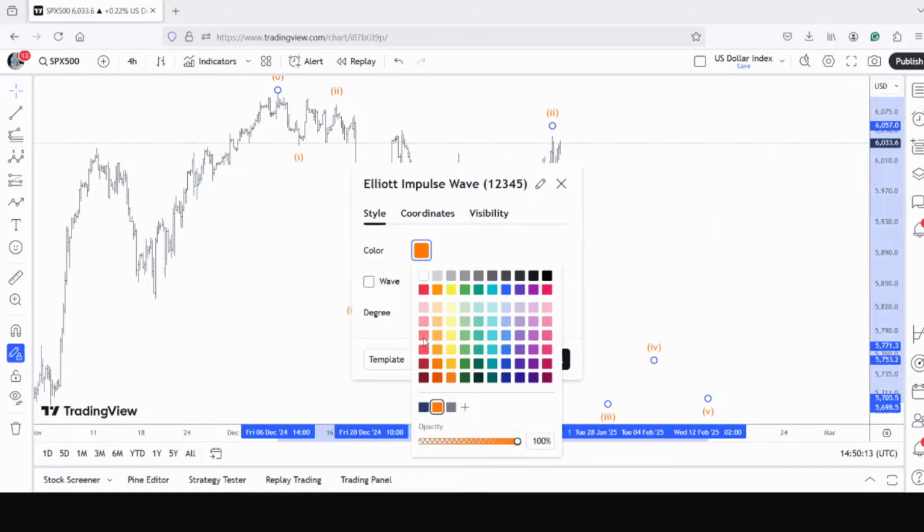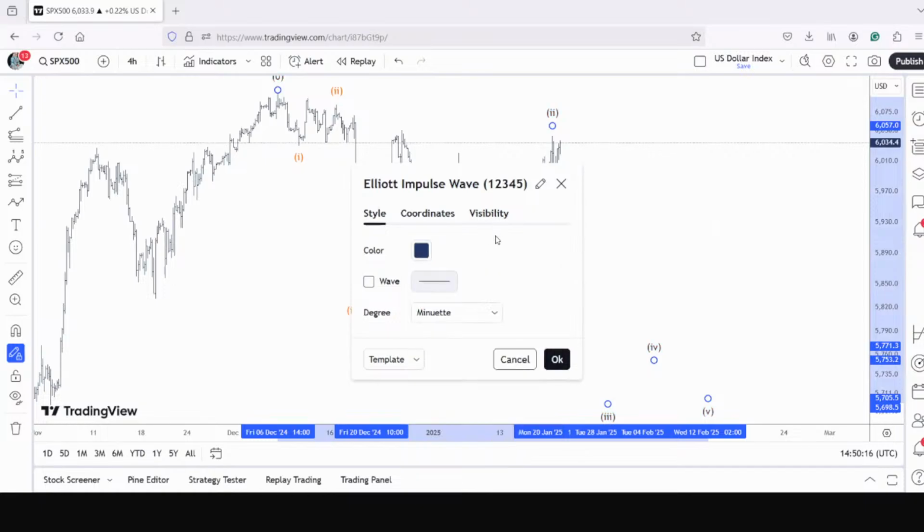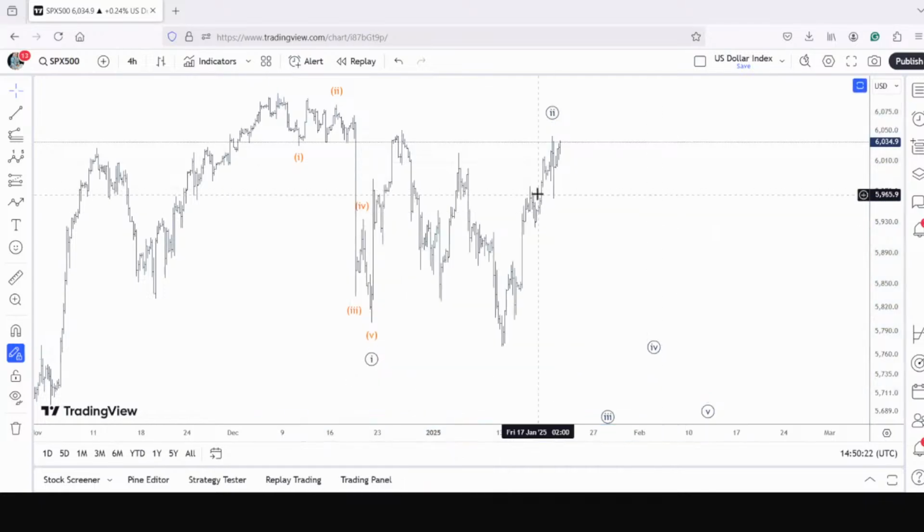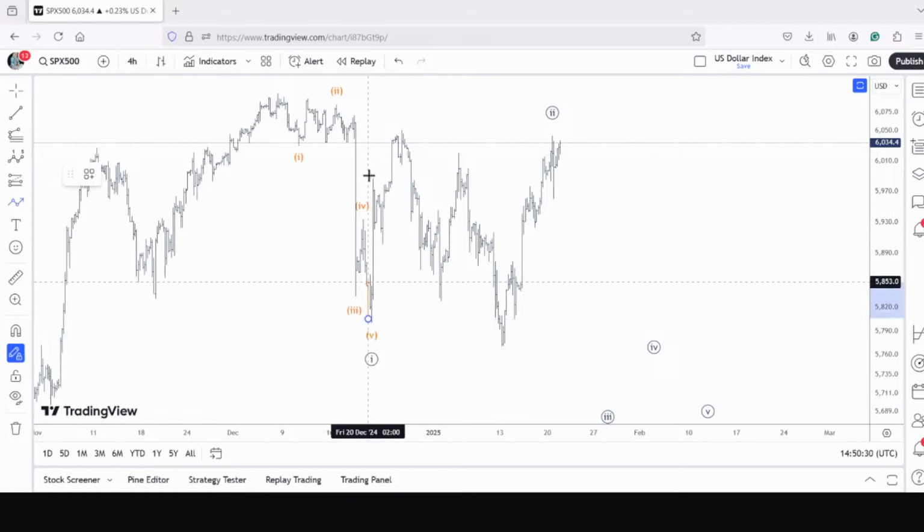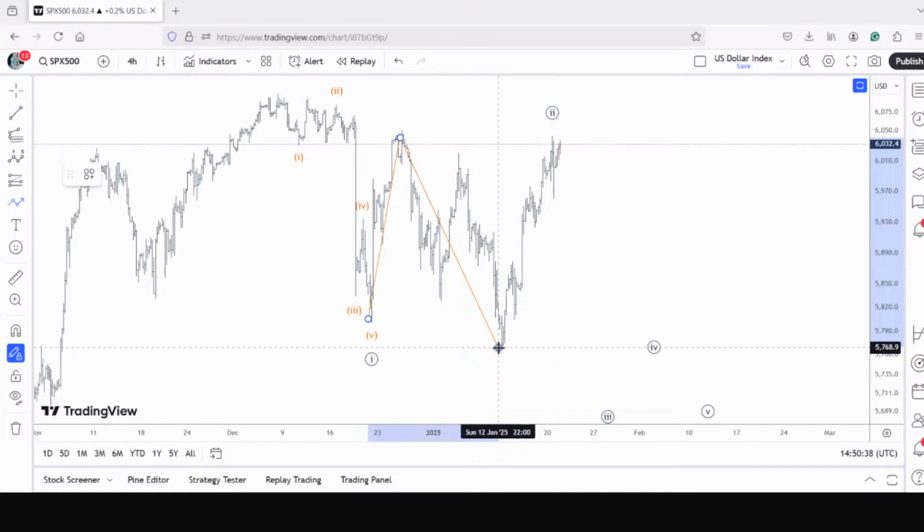So I'm going to change the degree here to minute. We've got minute wave one. Possibly we are now seeing that structure. You see that that's an expanded flat structure. Expanded flats are three waves up, three waves down, but the low goes beyond the previous low here. You see, it breaks below and gives us the impression that it's going to go further, and then suddenly five waves on the opposite side.